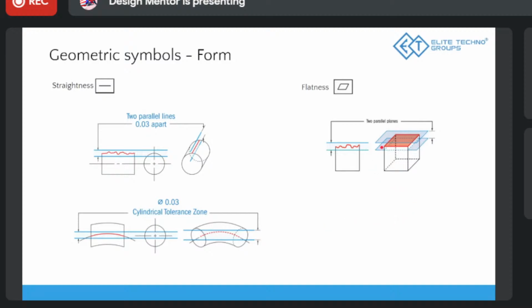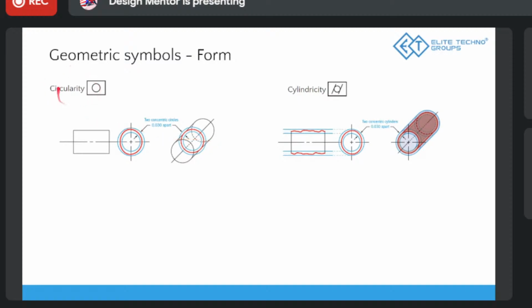Then let's come to flatness, similar to straightness, but here we are going in two directions, not just one direction, so it forms a plane. Exactly like a flat thing we want, we can give a flatness tolerance. You give a certain number, and then those two planes will be formed. Between them will be the tolerance that you have given. So the flatness of the part should be between those two planes.